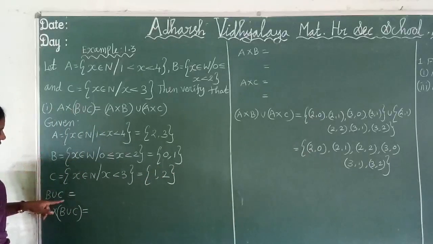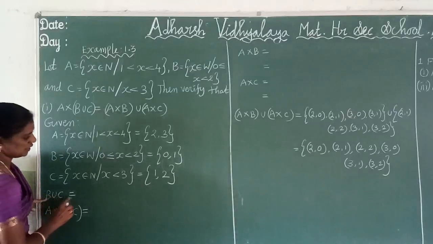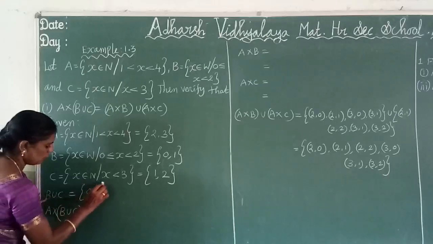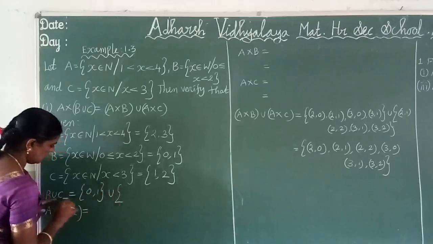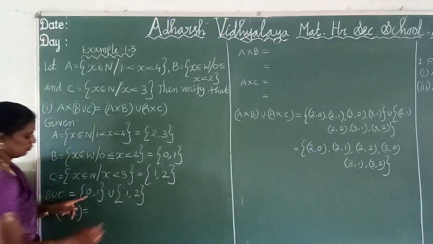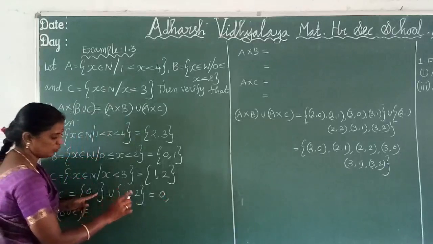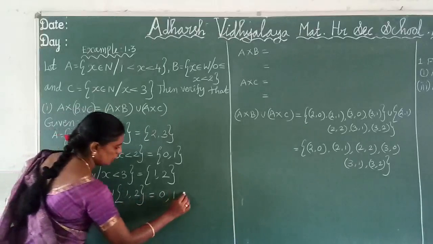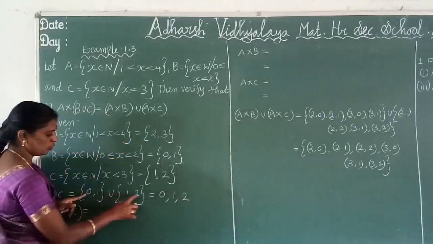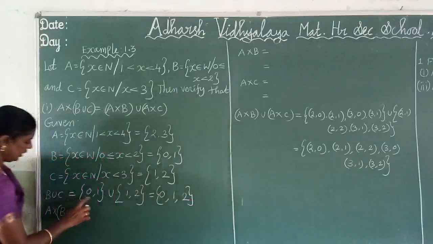So next, B union C. Union means combine. So write the B set and C set. B set 0, 1, union C 1, 2. So combine these two. Combine 0, 1, here 1 comes 2 times, so write only one time. 1 and 2. Here 0, 1, 1, 2. So 0, 1, 2. That is B union C.